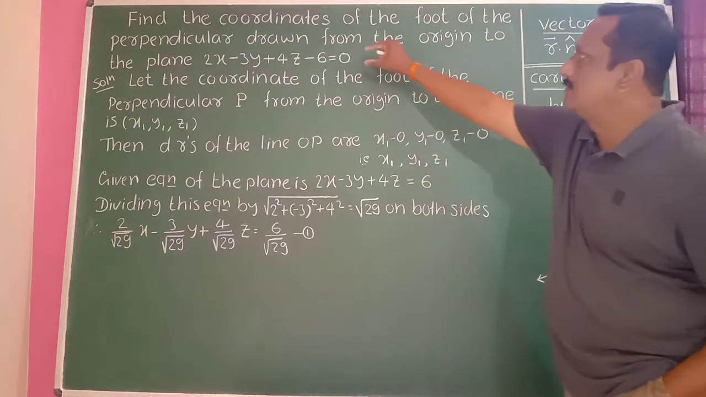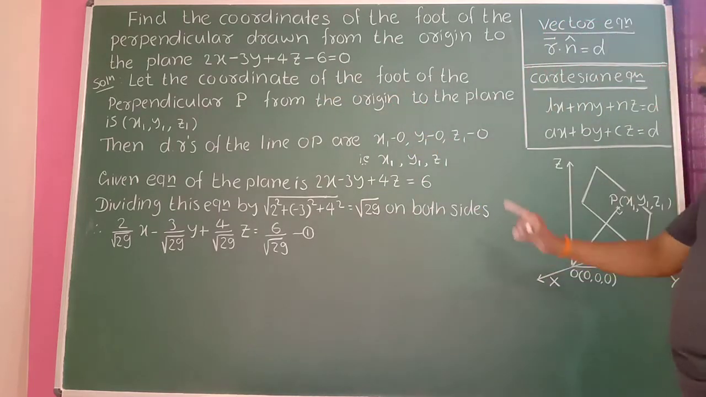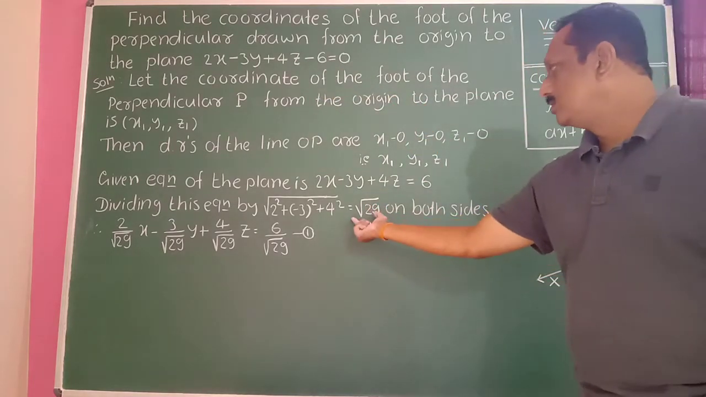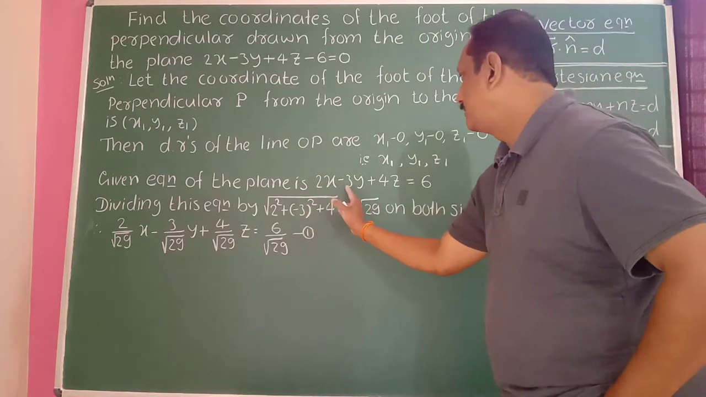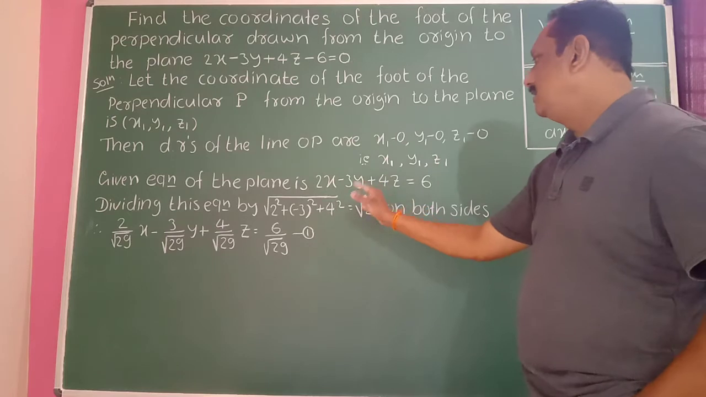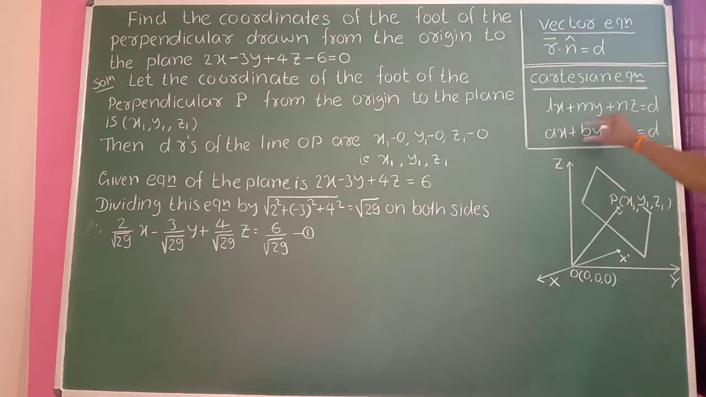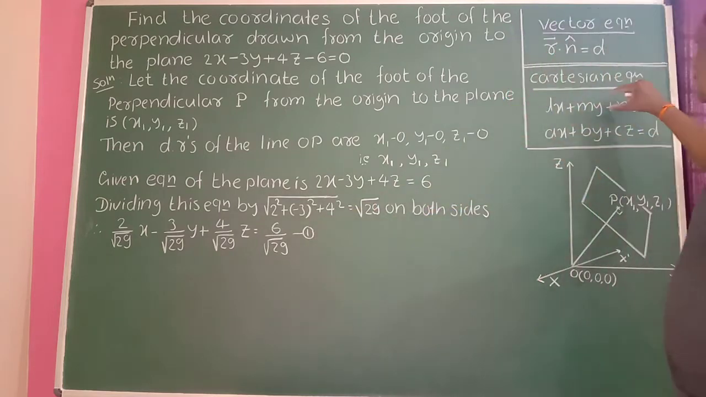And this is the given equation of the plane. Take minus 6 to the right hand side, and divide this equation by root 29, since the square root of 2 squared plus minus 3 squared plus 4 squared is equal to root 29. So dividing, we get the equation in this form.